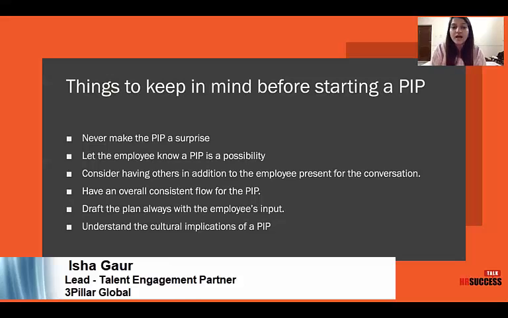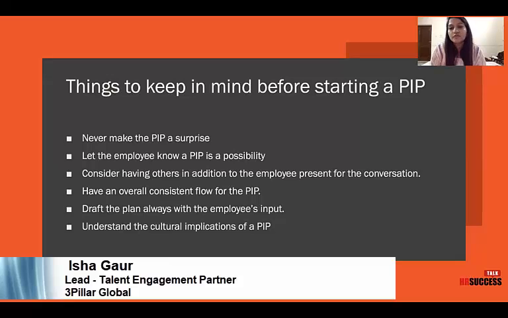The third thing is consider having others in addition to the employee present for the conversation. In organizations, while the PIP conversation is taking place, there is the employee, the manager, and the HR also sitting in the discussion. It's completely your choice to decide whom you want to include. It can be the HR, it can be the manager's manager, but not subordinates, because it is absolutely a confidential process. So subordinates should not be included. But yes, you can definitely include the skip level manager or the HR, whomsoever you feel comfortable with.